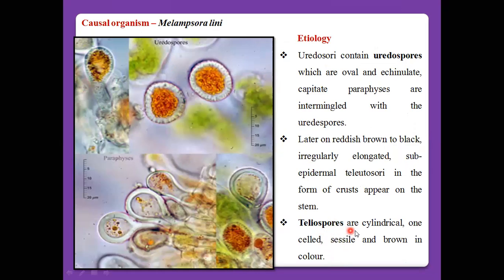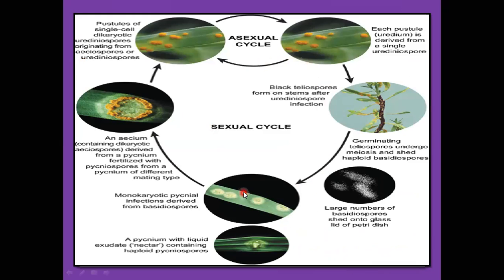In regard to the teliospores, they are generally cylindrical and one-celled, but in regard to the Puccinia pathogen, the teliospore is always two-celled or bicelled. This is the major difference between the Melampsora genus and the Puccinia genus. Okay, Melampsora has teliospores that are always single-celled, sessile and brown in color. So this is the disease cycle of the rust disease seen in the linseed crop.